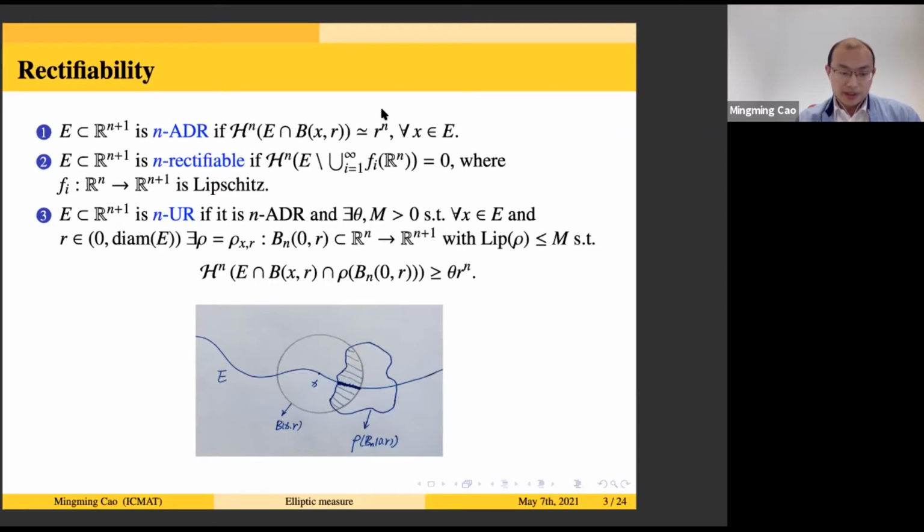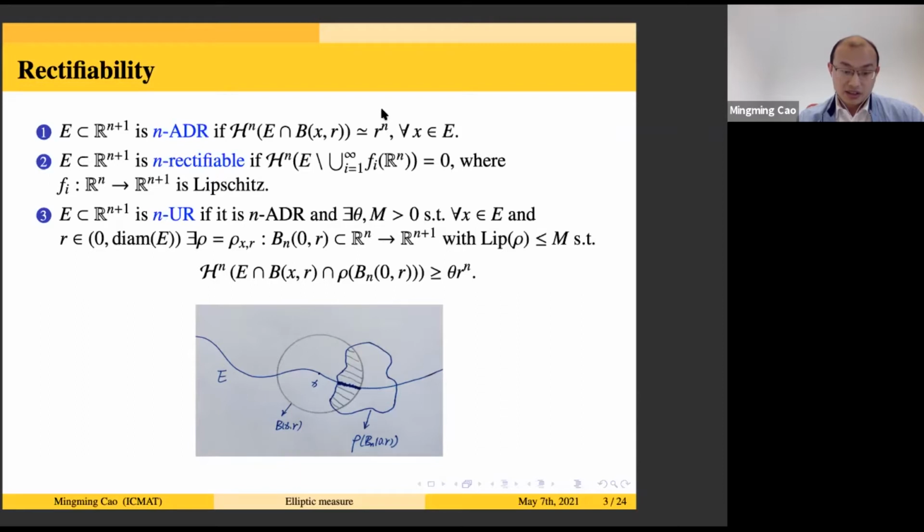Next, E is called n-dimensional rectifiable if it's almost everywhere covered by a countable union of Lipschitz graphs. Here, each f_i is Lipschitz from R^n to R^{n+1}.